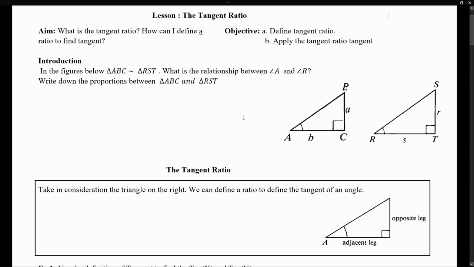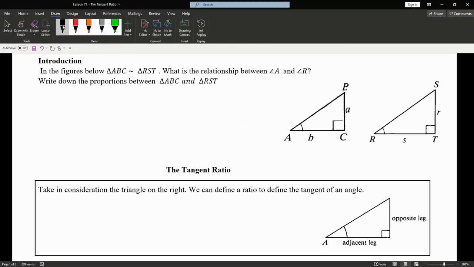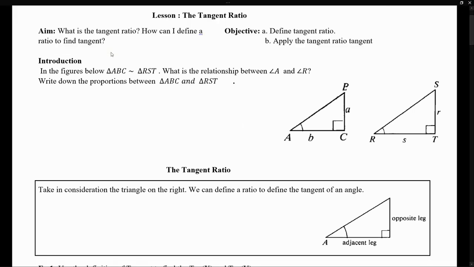Well, in this video, we'll be discussing the tangent ratio. So let's start by looking at this introduction question, which states: here we have two triangles, ABC and RST. Now the question is, is there any relationship between angle A and angle R?